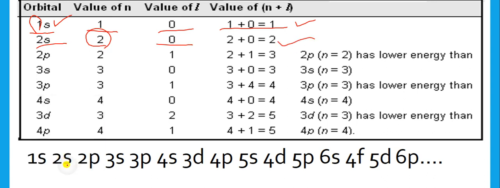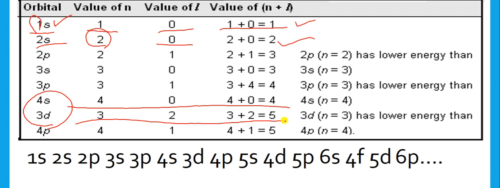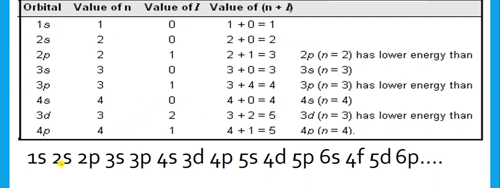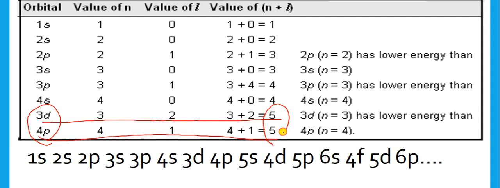Okay students, and if we compare the 4s and 3d orbitals, then we can clearly see here that 4s is of lower energy as compared to 3d. And in the last we can see that both 3d and 4p have the same n plus l values, but 3d has the lower n value, that's why it is lower energy, and 4p has a higher n value, that's why it is higher energy. So it will be written after 3d.